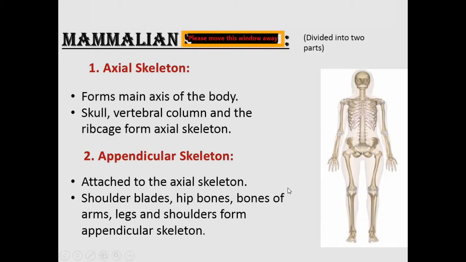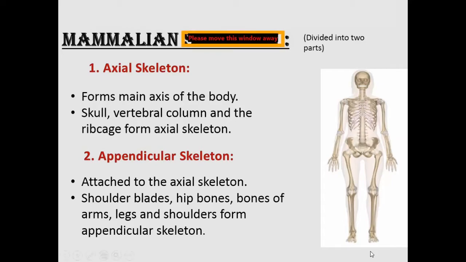So actually the mammalian skeleton is divided into two parts: the axial skeleton and the appendicular skeleton. The axial skeleton consists mainly of the skull, vertebral column, and the rib cage. Whereas the appendicular skeleton is found in the shoulder blade, hip bones, bones of arms, legs, and shoulder. This is the appendicular skeleton.